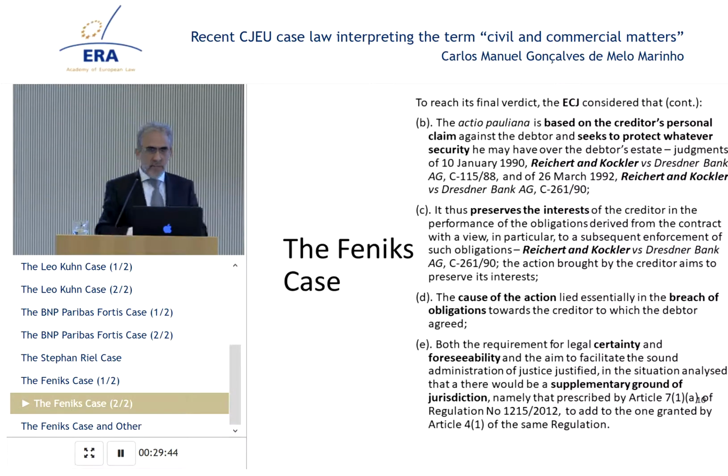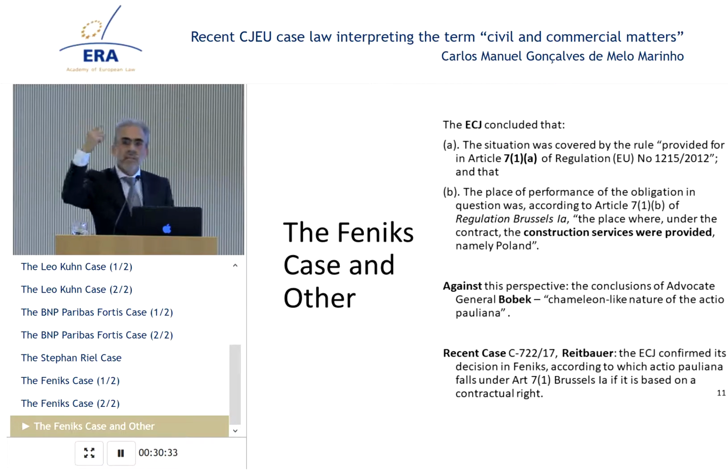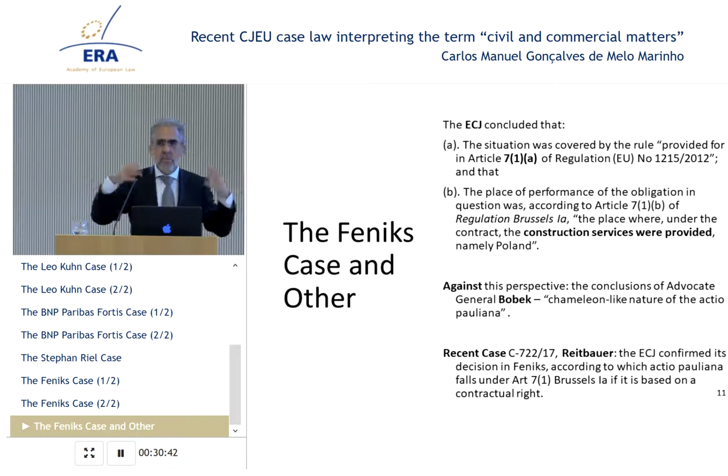And finally, a strong but general argument, the requirements for legal certainty, for foreseeability, that would recommend having a supplementary ground of jurisdiction, that is the contractual jurisdiction, and not only the general domicile rule of Article 4.1. So, what did the court conclude? It concluded that this situation was covered by the rule provided by Article 7.1a, and also said that the place of performance of the obligation was the place where, under the contract, the construction services were provided. Everything started with a construction contract, so the court went to the origins, the first contractual moment, to say that that was the place of performance.